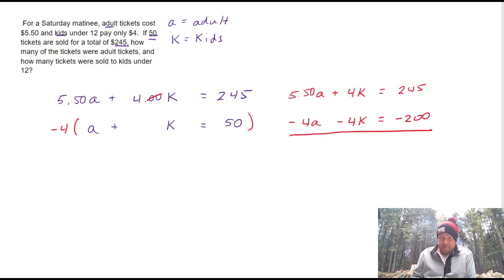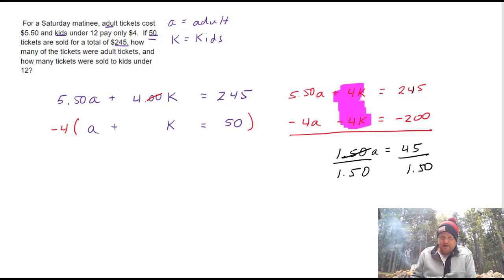And I'm going to add these up because those k terms are going to disappear. Those are going to turn to zeros. And 5.5 a's take away 4 is 1.50 if you wish. You don't really need that. And that was a 245, so that's going to equal a 45. We're going to divide this by 1.5. You can divide it by 1.50.